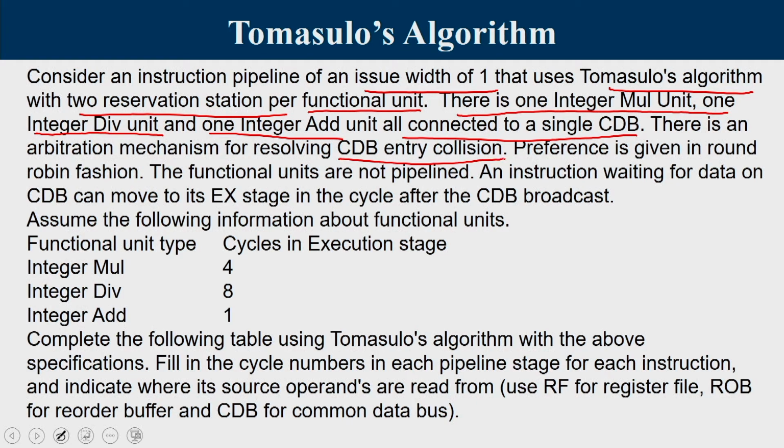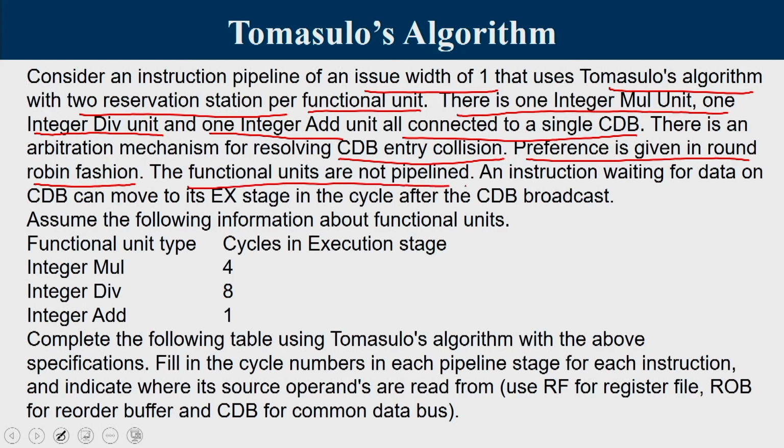So, when there are multiple functional units connected to the CDB, no 2 functional units should write the result together. If they write to the CDB at the same time, that creates a collision. So, there is a mechanism by which it resolves CDB entry collision. Preference is given in round robin fashion.